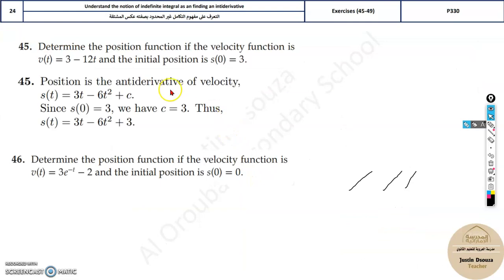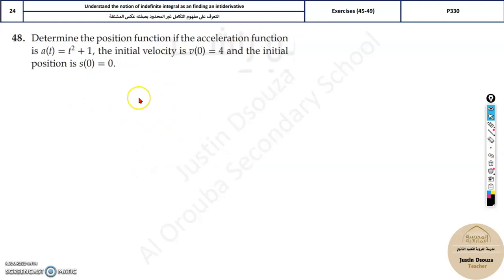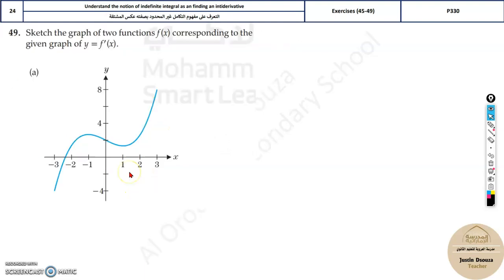Now that is straightforward. Please make sure you solve the remaining problem by yourself. Very simple integrals, and that's it. And then check with the answers over here. All the answers are solved. Now we will quickly go to the last problem, the 49th.